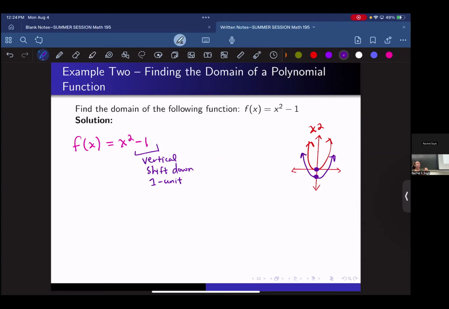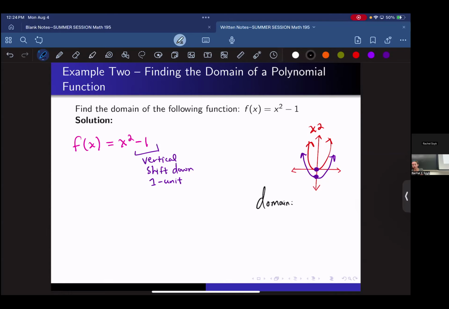But does that affect our domain? Does this affect all of our possible x values that are being represented? How many people think yes? How many people think no? It doesn't, right? There are no restrictions. We're representing all of our x values regardless. Our domain of x squared is all real numbers. Our domain of x squared minus 1 is all real numbers. Nothing is being excluded.